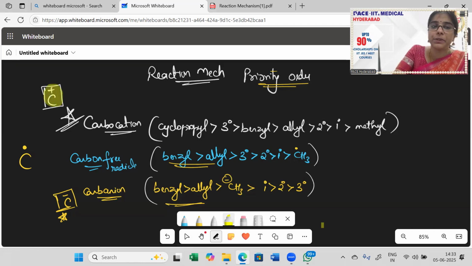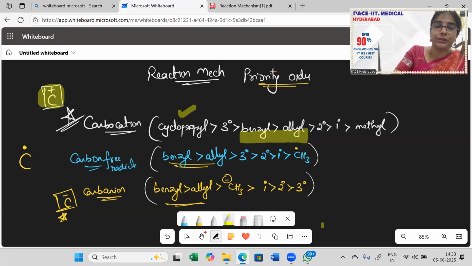Carbocation is carbon with a positive charge. The carbocation will be stabilized if it is a cyclopropyl carbocation. Then you have 3 degree, then benzyl, allyl, then 2 degree, 1 degree, and methyl. Benzyl and allyl are stabilized because of resonance. 3 degree has 3 carbons to support the positive carbon, donating electrons towards it, so 3 degree is a better carbocation. Cyclopropyl is the best because you have 3 things in the cycle donating to it. So the order is cyclopropyl, then 3 degree, then benzyl, allyl, 2 degree, 1 degree, methyl.